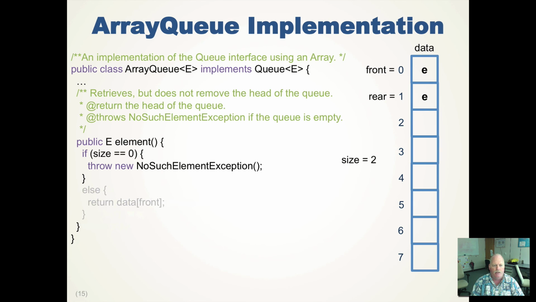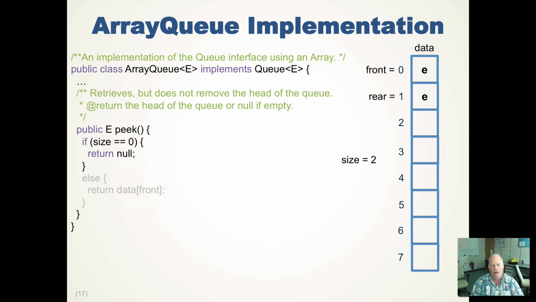Now let's say we want to look at the head of the queue. In this case, we would throw an exception if we have nothing in the queue. So we check to see if the size is 0. That's how we know that we have an empty queue. There's no nodes, so we have to base it upon the size. So if the size is 0, then we throw an exception. Else, we just return the data at front. That's the thing at the head of the queue.